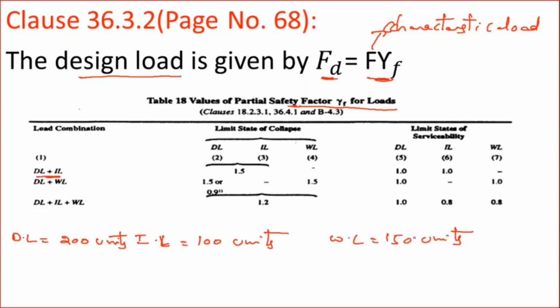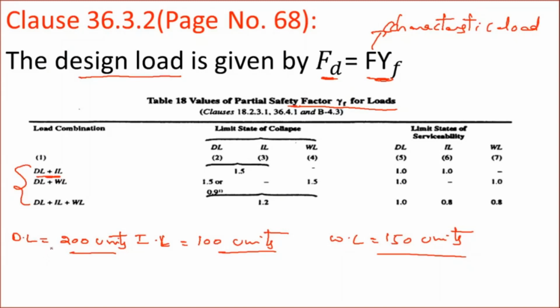Okay, so now how to determine the design load? These three are the loads given, these three are the characteristic loads. Now I have to determine the design load. To determine that, first check the combinations here. Totally there are three combinations, so you have to use all these three combinations.